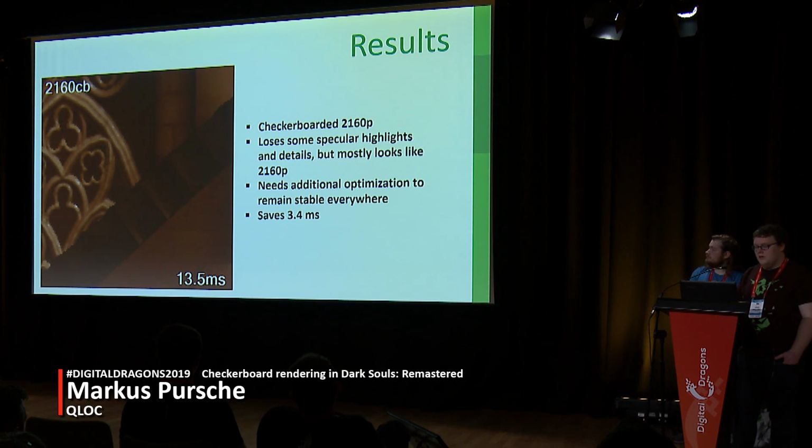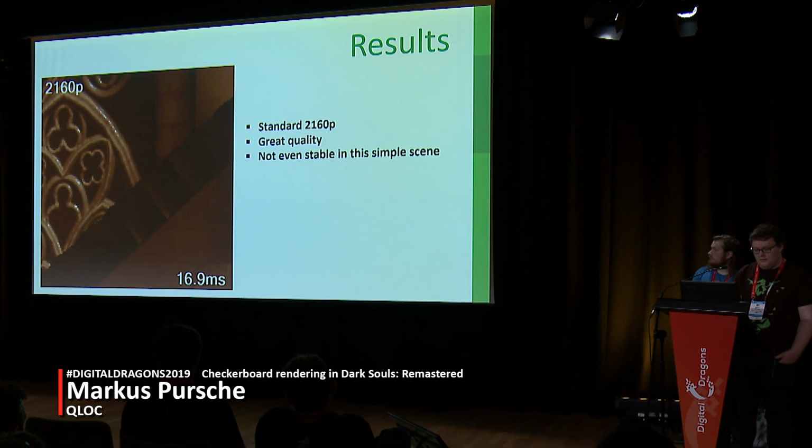And lastly, here's 2160p with checkerboarding. As you can see, we once again lose some specular highlights and texture details, but it still mostly looks like 2160p. This scene is stable 60 FPS, but this is not the case in heavier scenes. With additional optimization, we might have been able to make this stable everywhere. All in all, it saves around 3.4 milliseconds. One more time, here you can see the difference.